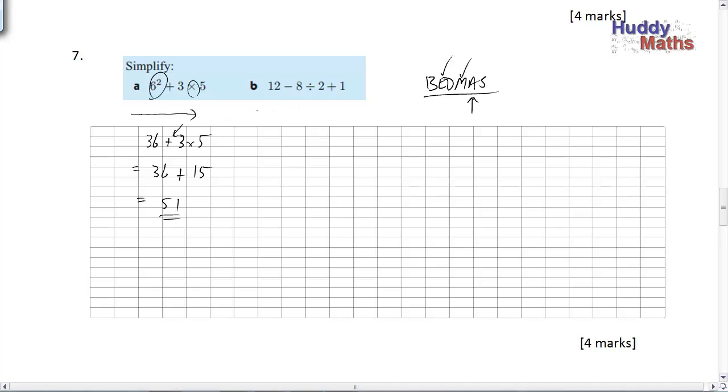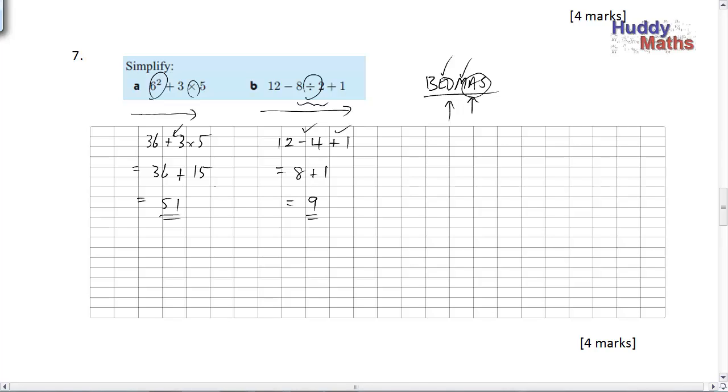Right, let's go across to this one, reading across, looking. Here we have division as the first one. There it is in there. Division and then the rest. So let's do that first. 12, take 8 divided by 2 is 4, plus 1. Now these can be done in any order. Let's work left to right, therefore. Doesn't matter, the addition and subtraction down the end. 12 take 4 is 8, plus 1 is 9.